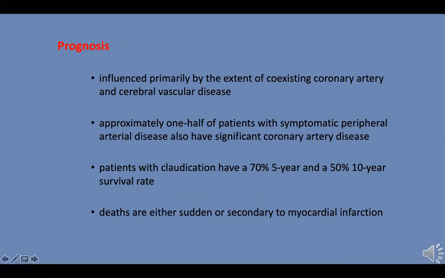For the prognosis, it is influenced primarily by the extent of coexisting coronary artery and cerebral vascular disease. Approximately one-half of patients with symptomatic peripheral arterial disease also have significant coronary artery disease. And patients with claudication have a 70% 5-year and a 50% 10-year survival rate. Deaths are either sudden or secondary to myocardial infarction.